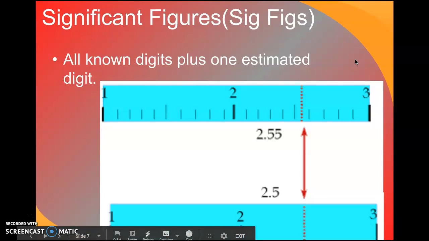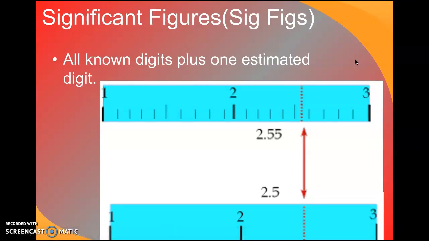Hello, these are the Unit 1 notes for significant figures, or sig figs. So sig figs are defined as all known digits plus one estimated digit. So it's referring to a measurement. Another way to think about that is whatever you're using to measure, you want to go one more decimal place than the smallest increment on the measuring tool.